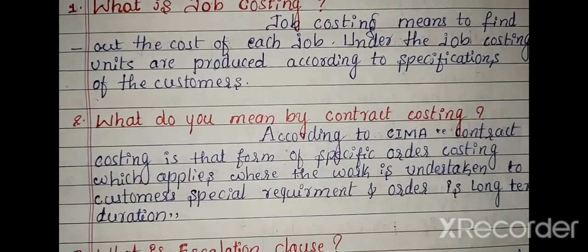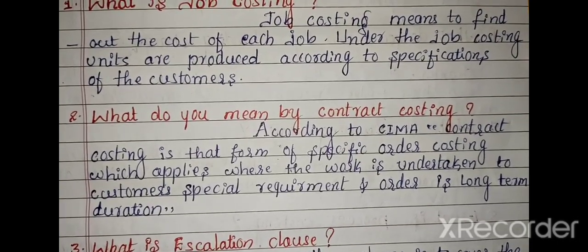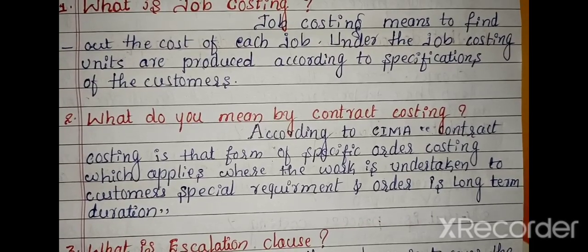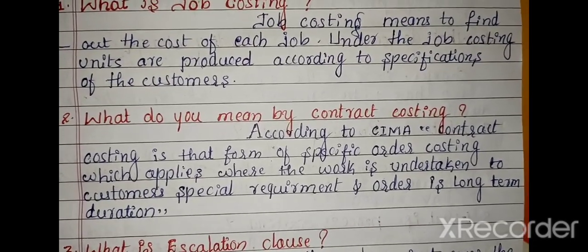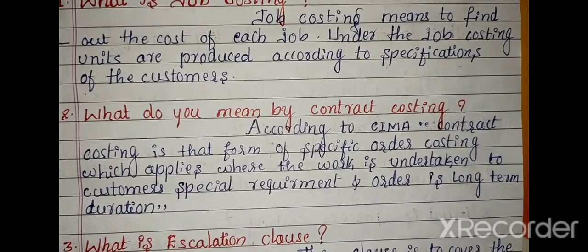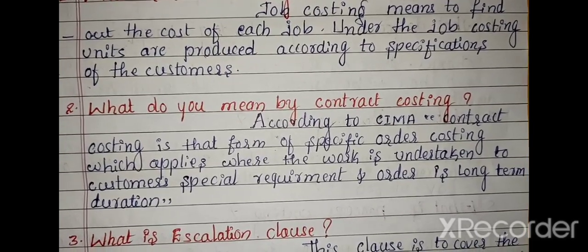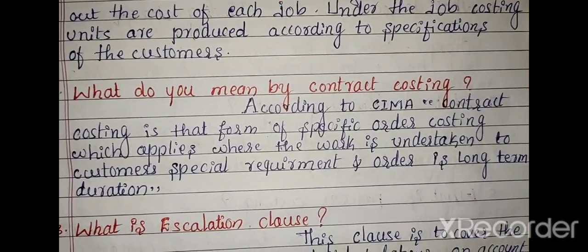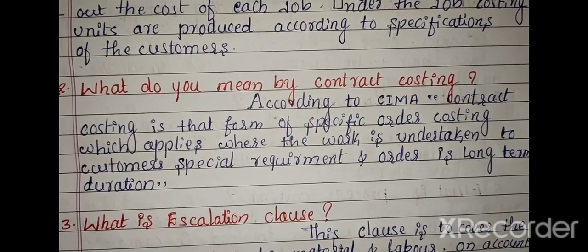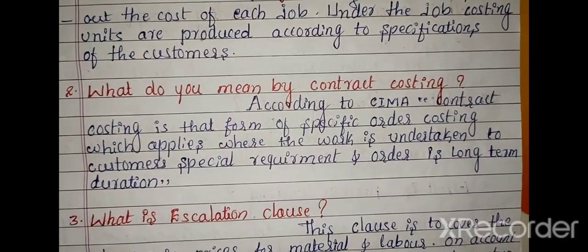And second question, what do you mean by contract costing? According to ICMA London, contract costing is that form of specific order costing which applies where the work is undertaken to customers' special requirement and the order is of long-term duration.